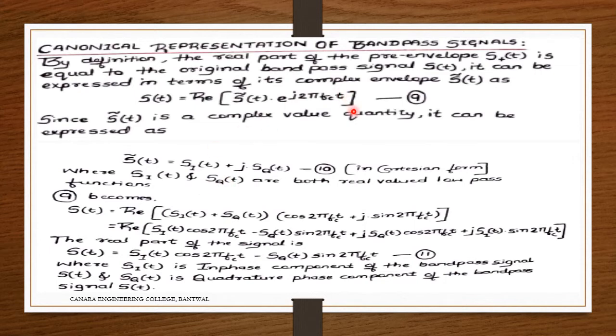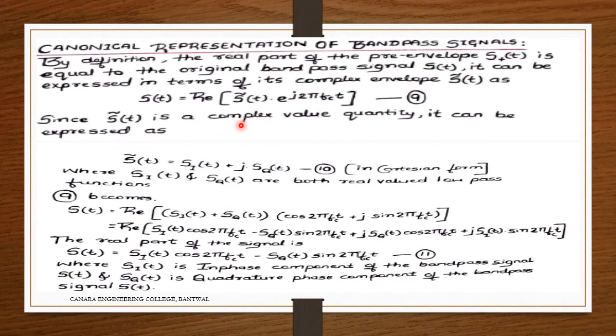And this equation 9 is what we derived in our previous video, that is, we got this in the complex envelope. From the complex envelope we can get the real part of this. But what is S cap of t? We have represented it in the Cartesian form, which again consists of the in-phase component and the quadrature phase component.